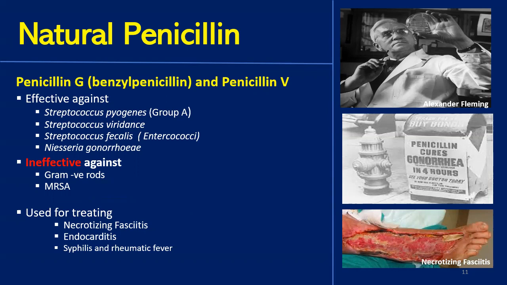Penicillin is ineffective against most of the gram-negative rods and MRSA, methicillin-resistant Staphylococcus aureus. Those are the indications where penicillin could be used nowadays: for the treatment of necrotizing fasciitis, which is caused mostly by strep, endocarditis in combination with aminoglycosides. Whenever you're treating endocarditis, you need to combine penicillin with aminoglycosides. It is also used for treatment of syphilis or rheumatic fever.